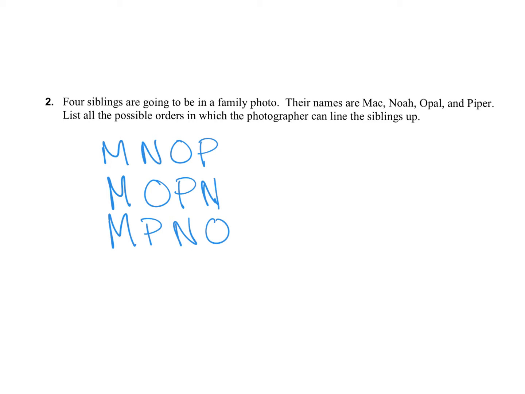So each one of these arrangements is a permutation, and we're not going to write them all out because there are 24 of them, and there's going to be an easier way to do this. But this is the idea of what you're looking for: the number of arrangements that you can make. In this case there are going to be 24, and we'll talk about how you would find that 24 without having to list all of them out.